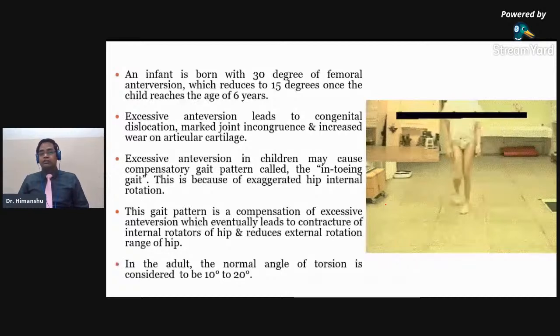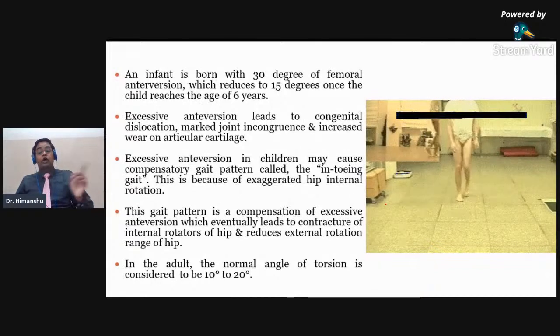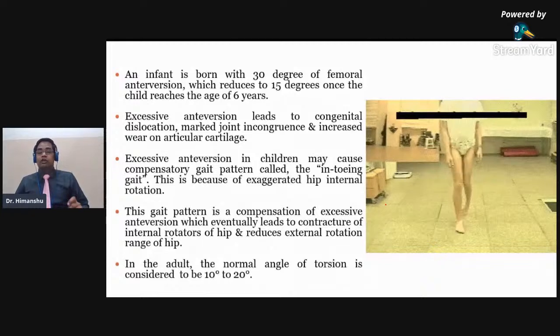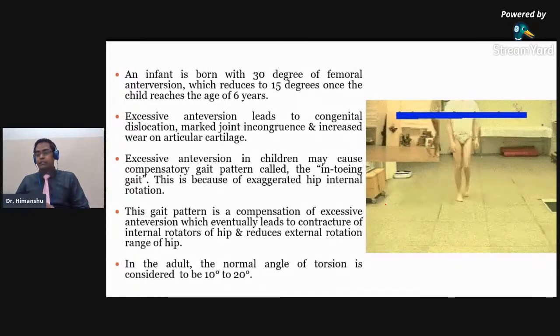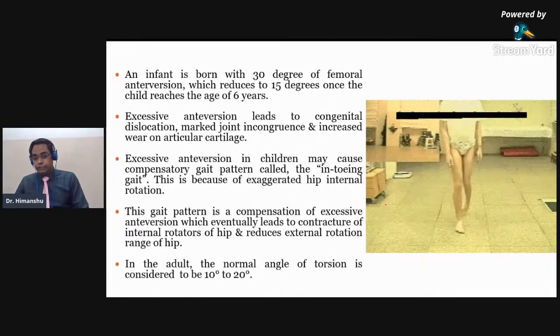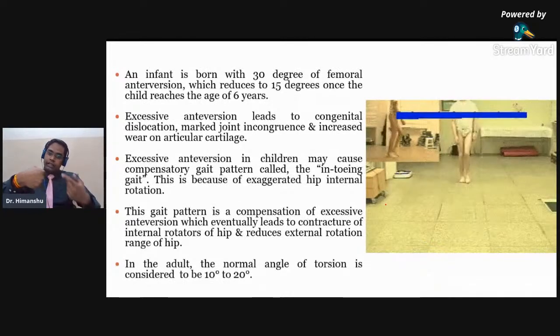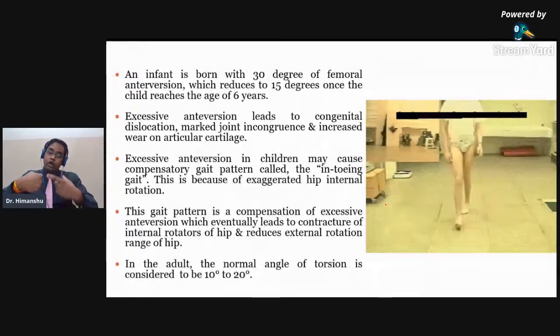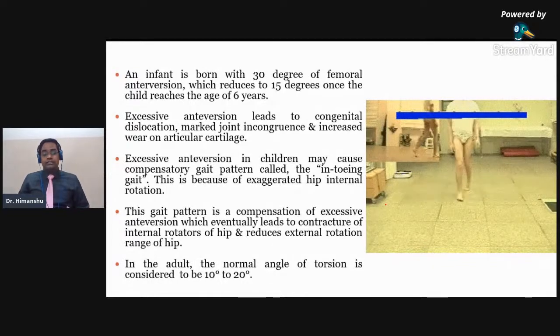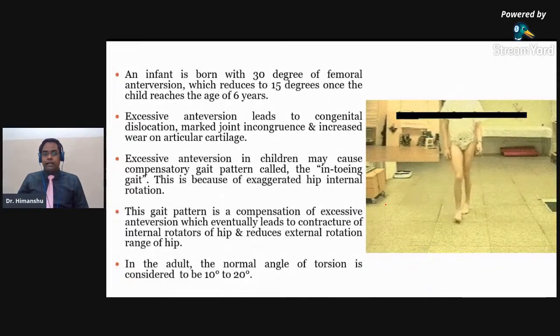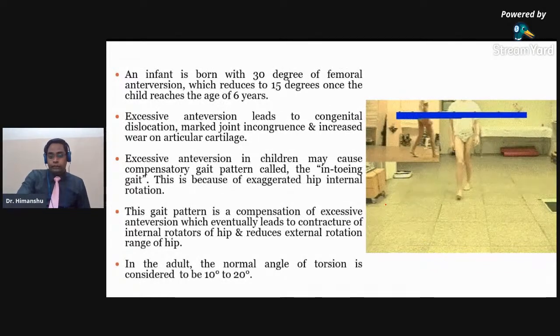That could be because of exaggerated hip internal rotation, a compensatory hip joint internal rotation because of the excessive antiversion angle. This gait pattern is a compensation of excessive antiversion, which eventually leads to contractures of the internal rotators. If the hip joint stays in internal rotation, the shortening of the muscle would lead to contracture of the hip internal rotators and eventually weakness of the external rotators also. In an adult, the normal angle of torsion is considered to be 10 to 20 degrees.